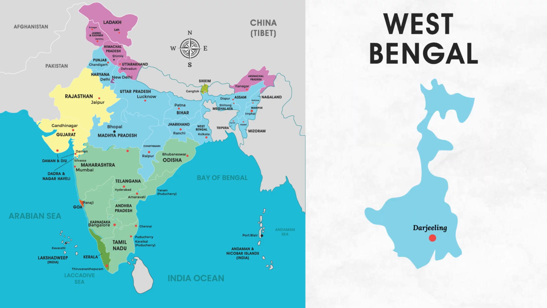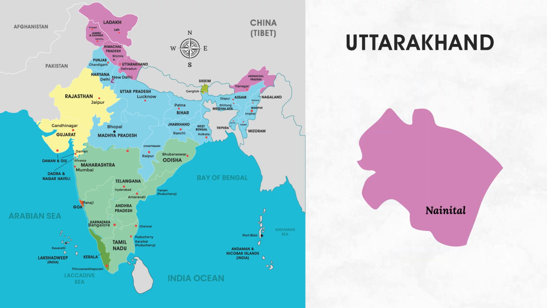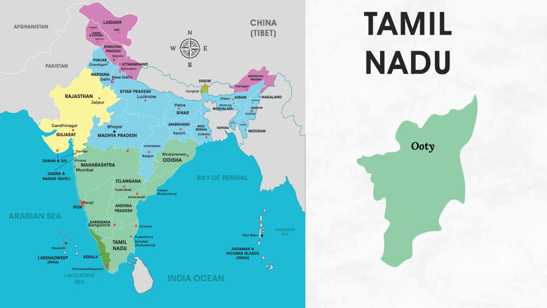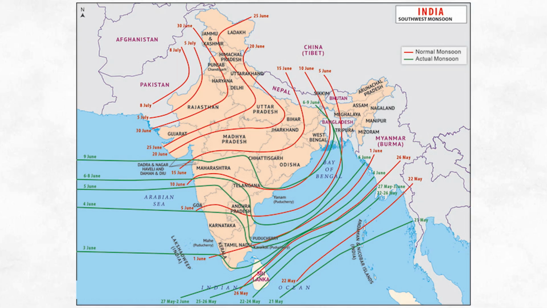Darjeeling, and Nainital are cooler than the plains. Ooty, which lies in the Nilgiris in South India, is also cooler than the land below. As regards the direction of mountain ranges, the triangular shape of peninsular India splits the monsoon winds into two branches, the Bay of Bengal and the Arabian Sea.